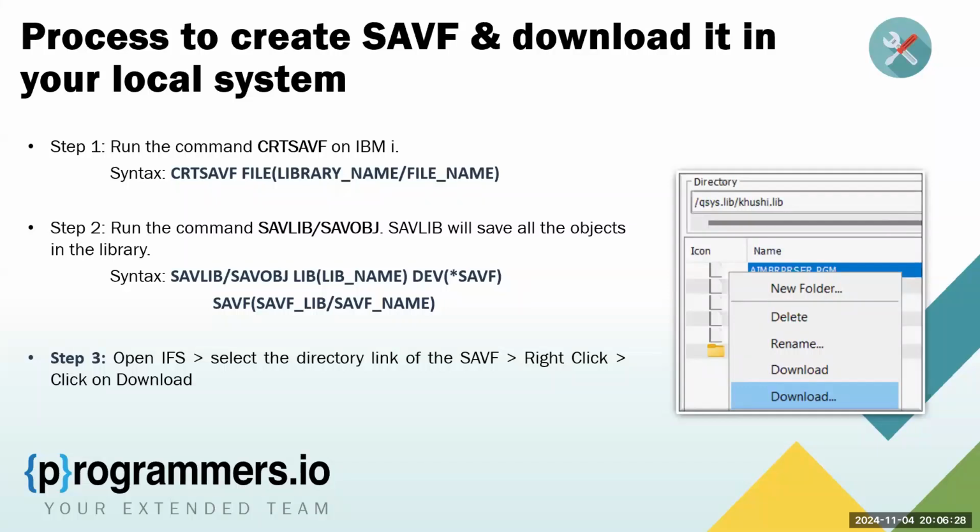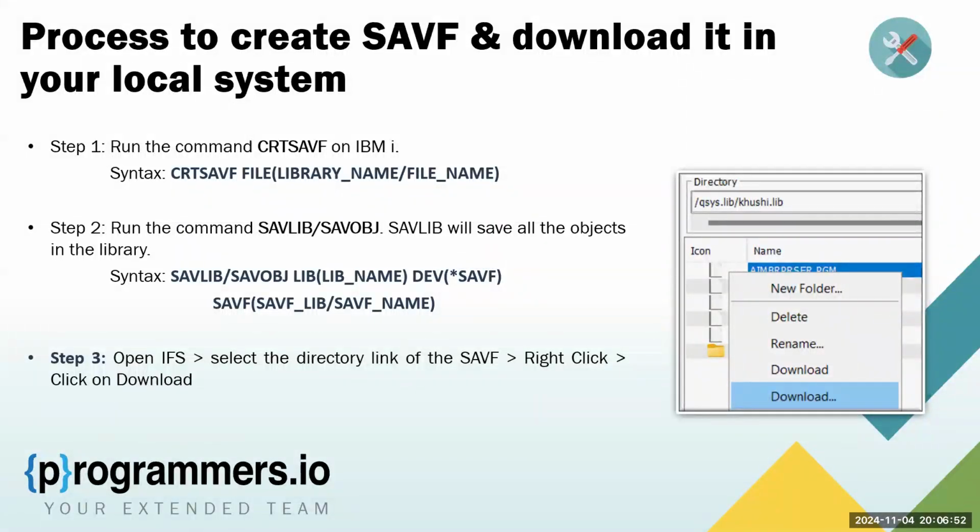And then step 3 is, once your step 1 and step 2 are done, you have to download the save file created to your local storage. As we know, IFS is the bridge between the IBM i and other file systems. So we will open IFS in step 3.